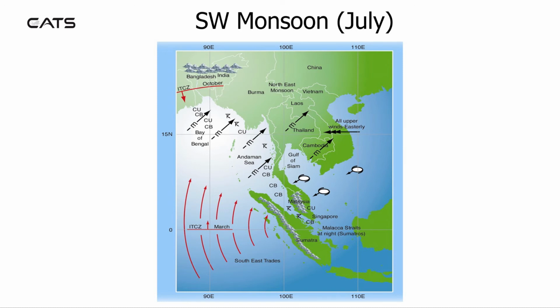In the Malacca Straits, there can be intense thunderstorms known as Sumatras. The southwest monsoon, when it reaches Bangladesh, will produce heavy rainfall and flooding. It crosses through Asia, but peters out upon reaching Japan.